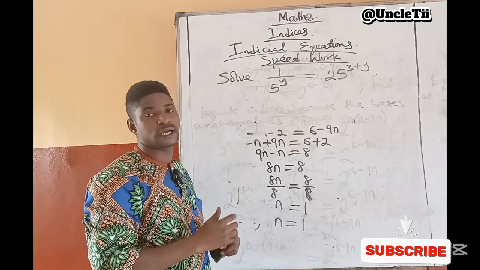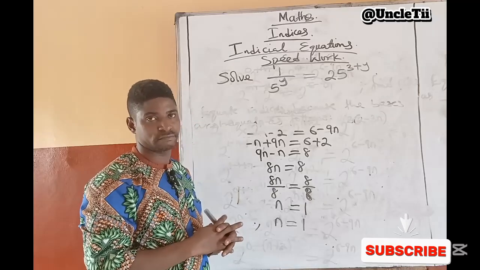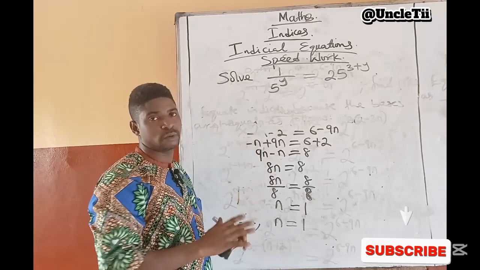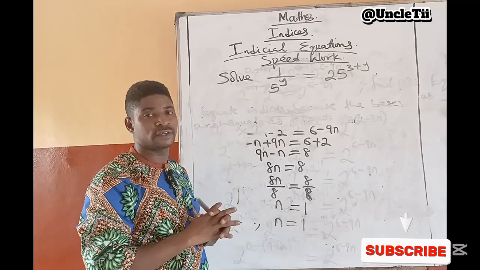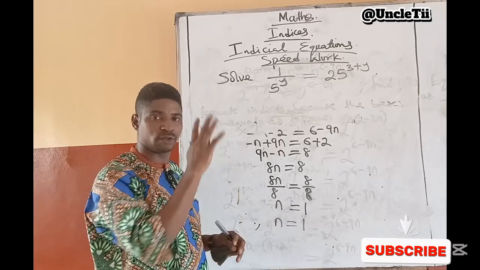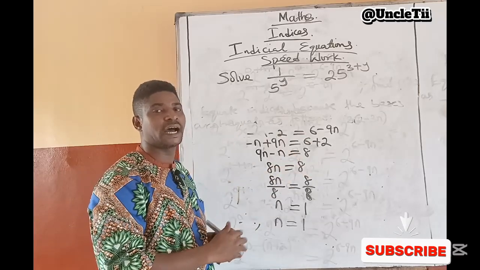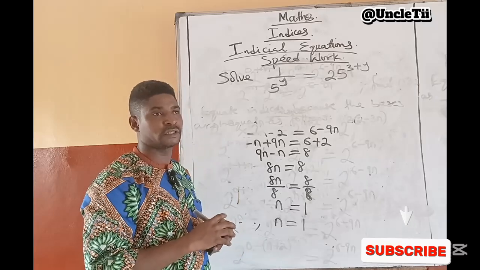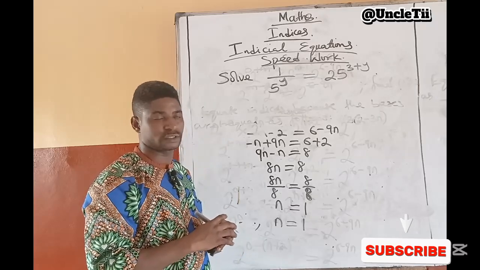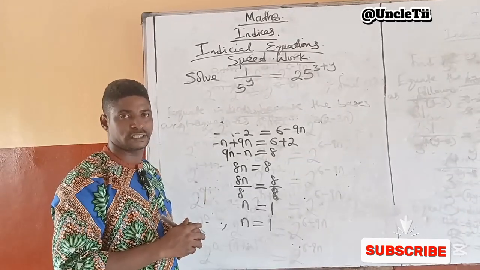I will be waiting for your attempt in the comment section. With this, we have come to the end of indices, having looked at the 7 laws and the full concept of indicial equations. Be able to attempt it.